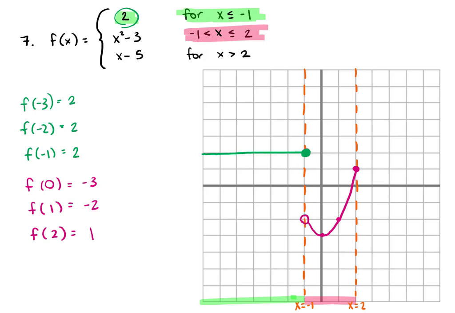And moving on to the third region, it says for our domain where my values of x are greater than 2. And so that's our third region right here. So plugging in 3, 4, and 5 into this blue function, I will get -2, -1, and 0.